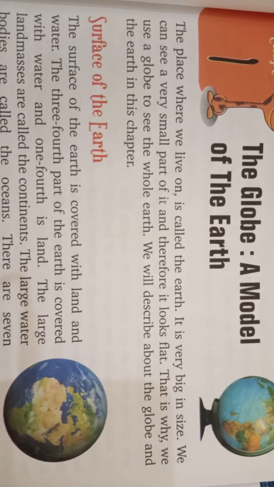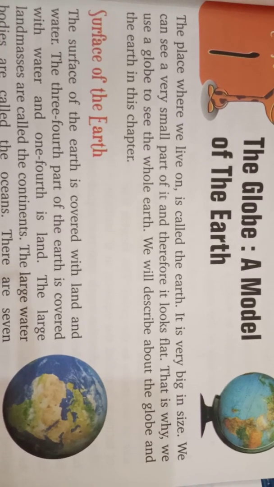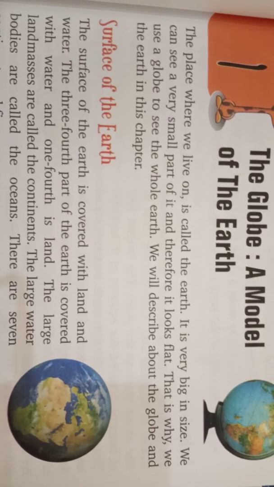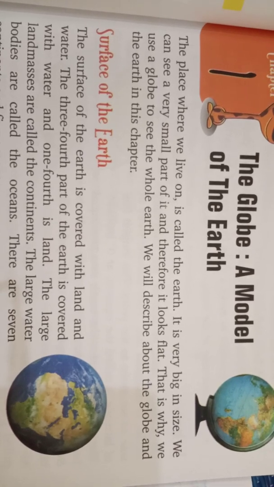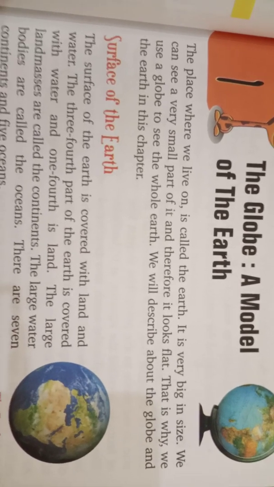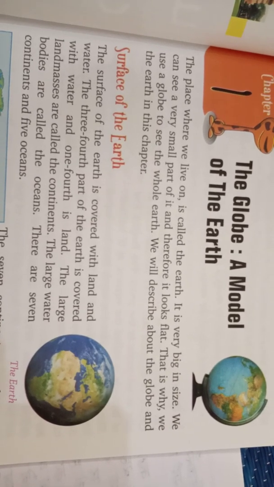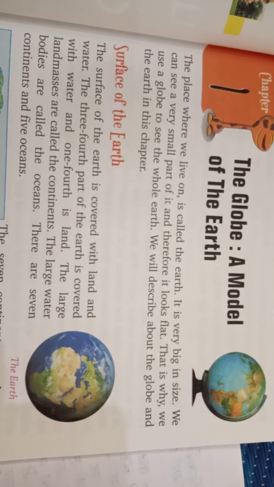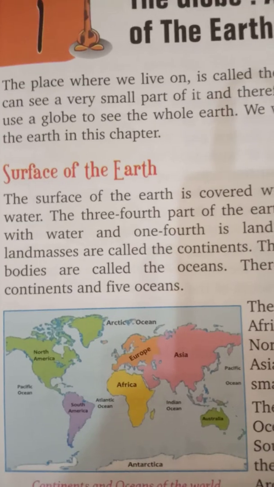The place where we live on is called the earth. It is very big in size. We can see a very small part of it and therefore it looks flat. And that is why we use a globe to see the whole earth. We will describe about the globe and earth in this chapter.